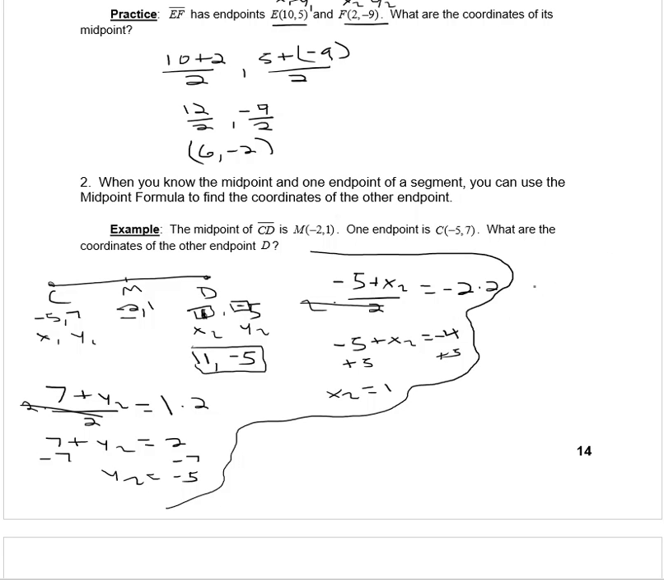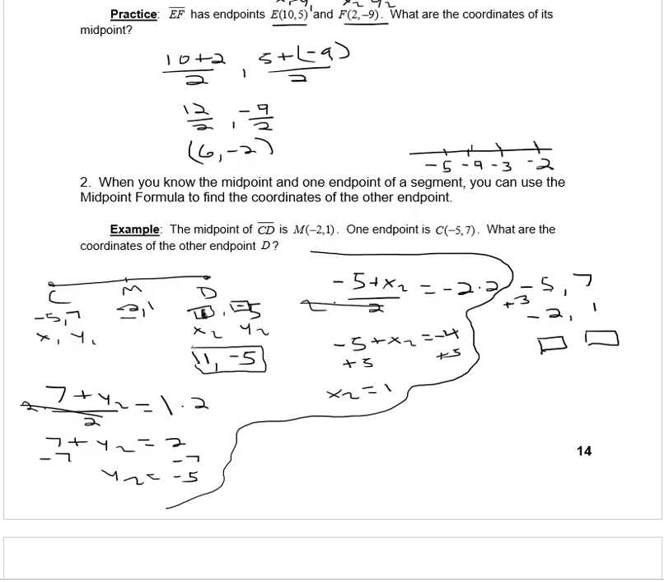You take one endpoint, like negative 5 comma 7. You take the midpoint, negative 2 comma 1, and I'm going to be trying to find the other x-coordinate and the other y-coordinate. Here's what I do. I find the distance between negative 5 and negative 2. On a number line, here's negative 5. To get to negative 2, I would go to negative 4, negative 3, and negative 2, which is a distance of 1, 2, 3. So I will have to go up 3.